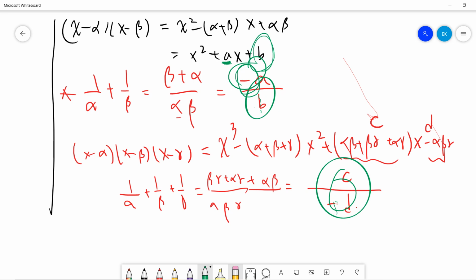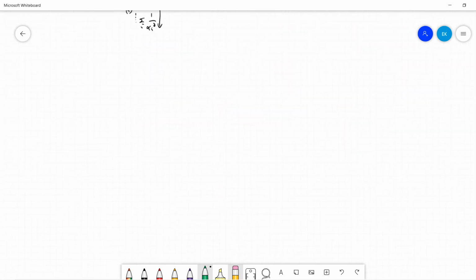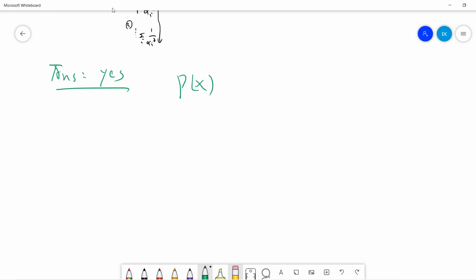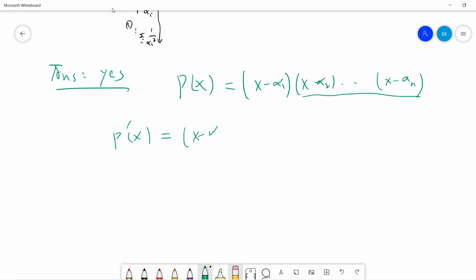But is there a systematic way that can prove it? The answer is yes, so let's quickly go through. Let's say we have p of x, which is our polynomial, so it's x minus alpha 1, x minus alpha 2, up to x minus alpha n. The next step is to take a derivative. Then I will get x minus alpha 2, x minus alpha 3, up to x minus alpha n, plus x minus alpha 1 and we skip alpha 2, and so on, until finally we skip alpha n.